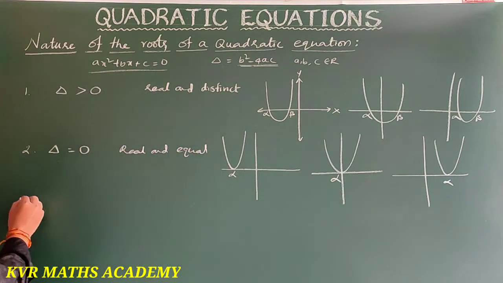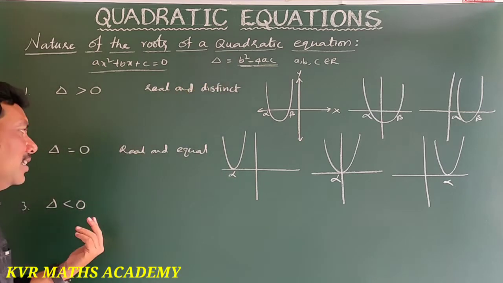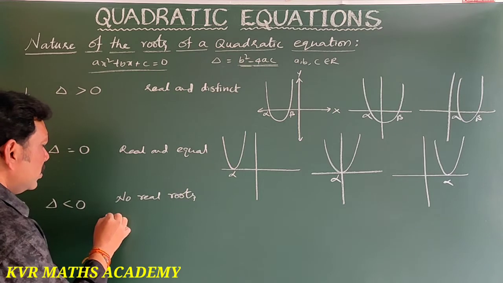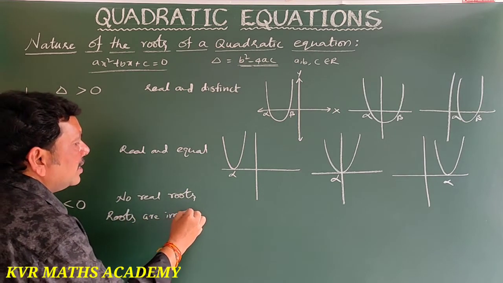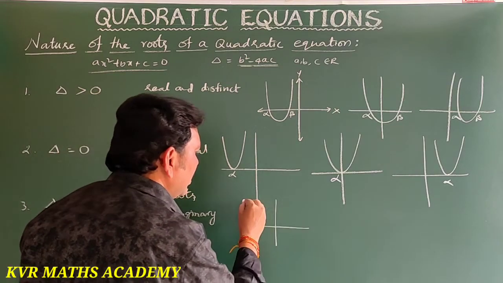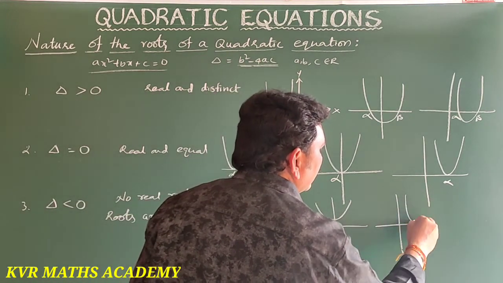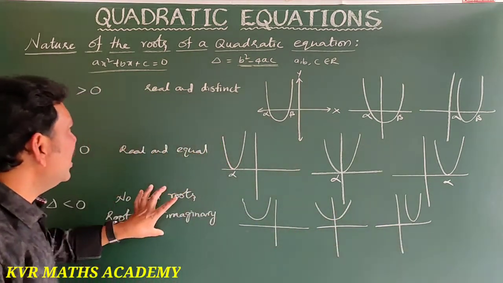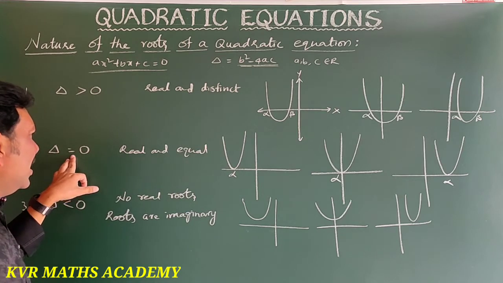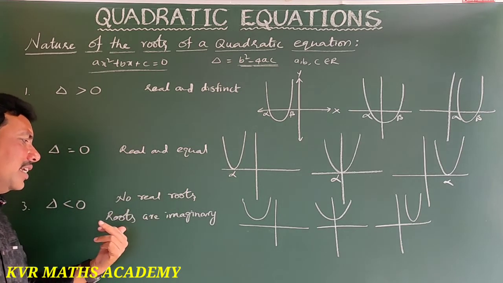Understood clearly? Next, suppose in the third case, delta is less than 0. If delta, which means b square minus 4ac, is less than 0, it has no real roots. So the roots are imaginary. Understood? Why? Because delta is less than 0, then the graphs will be like this. See, it cannot intersect the x-axis. So here, in the first case, if delta is greater than 0, the roots are real and distinct. If delta is equal to 0, the roots are real and equal. And in the third case, delta is less than 0, no real roots. It has imaginary roots.